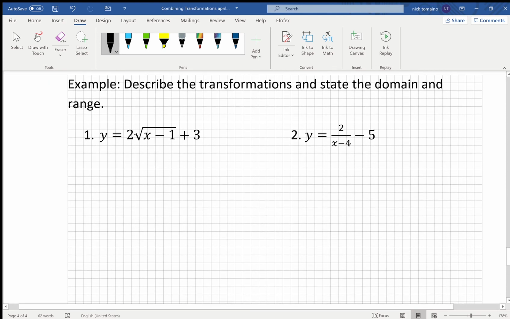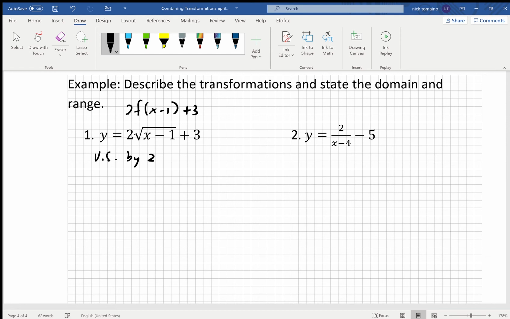Okay, now this is the new part of the note here. So you can add this into your note. So the difference here is instead of writing like 2f at x minus 1 plus 3, I actually wrote it as a particular function, which is the square root function, but the effects are still the same. So we have a vertical stretch by 2, we are going up 3, and we are going to the right 1.